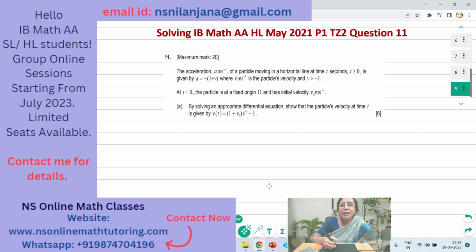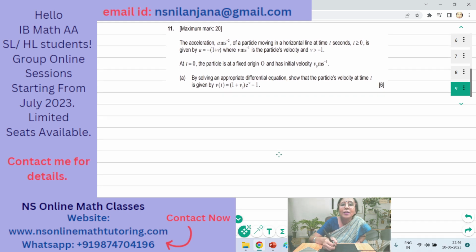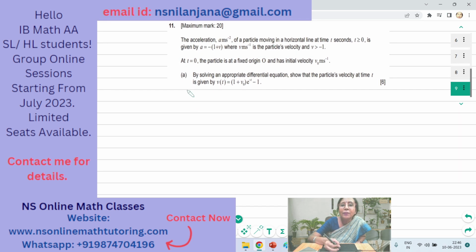So without any further delay, let us start solving this question number 11. The maximum mark is 20. I have just brought in the subpart A. We will be solving each subpart one at a time, and actually, there are 5 subparts to this question.